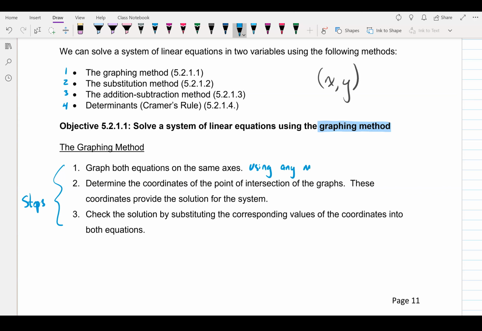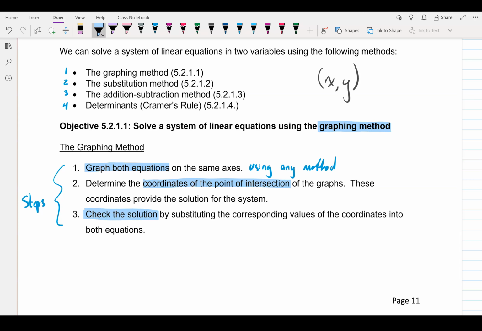Using any method. You can use whatever method you want. I'm probably going to be trying to use the slope-intercept method because I find it easier. Second step, determine the coordinates of the point of intersection of the graphs. So you've got to graph both equations. You need to find the coordinates of the point of intersection. They provide the solution. And then you're going to check the solution.